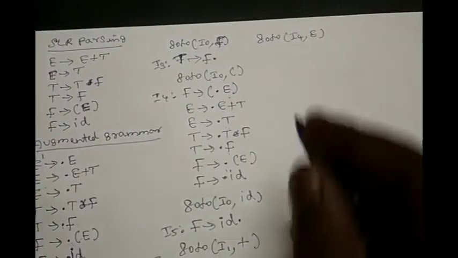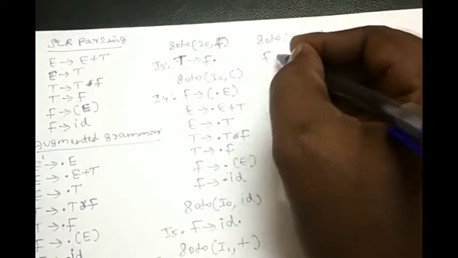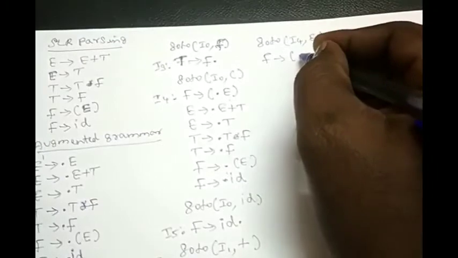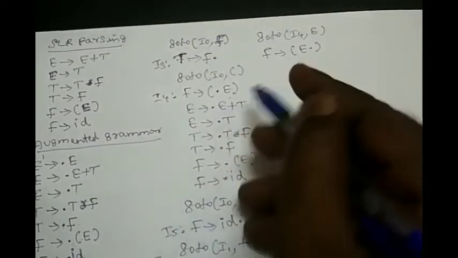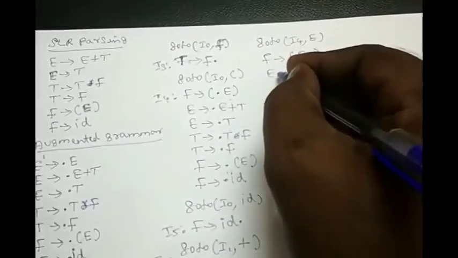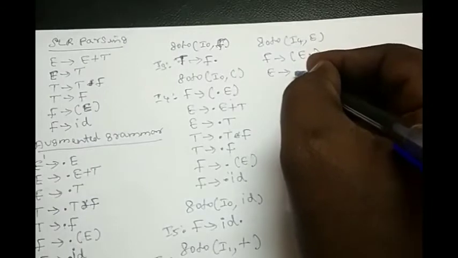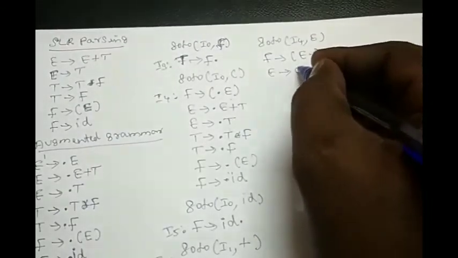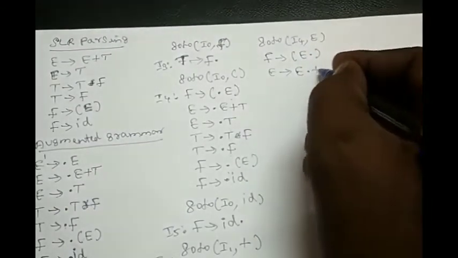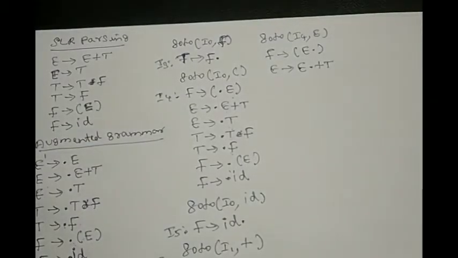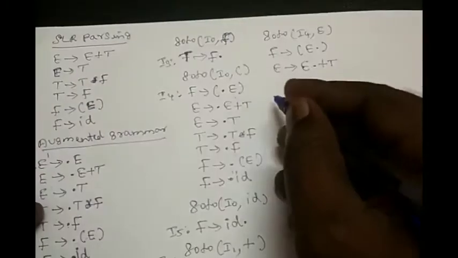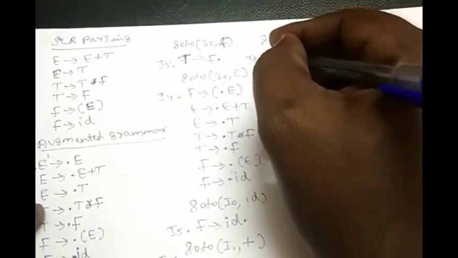Now if we do this, this will become F tends to E dot, and one more production is there. This dot has to be moved to the right side, so this will become E tends to E dot plus T. Okay. Now this has to be named as item set 8 here. So we'll just name this as item set 8.